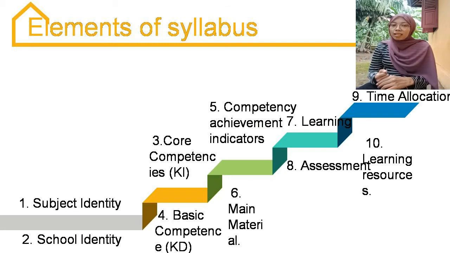Nine is time allocation, according to the number of lessons in the curriculum structure for 1 semester or 1 year. And the last is learning resource. Learning resource can be in the form of books, print, electronic media, and the environment, or other relevant learning resource.